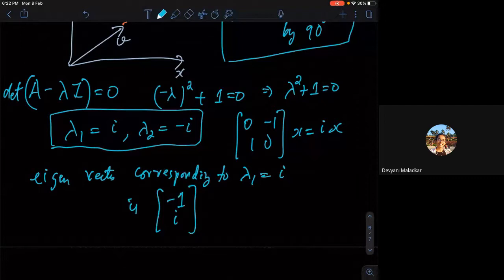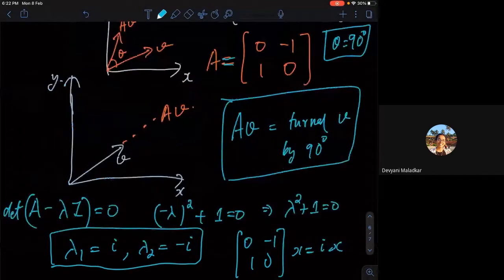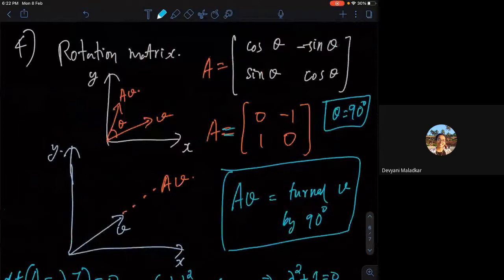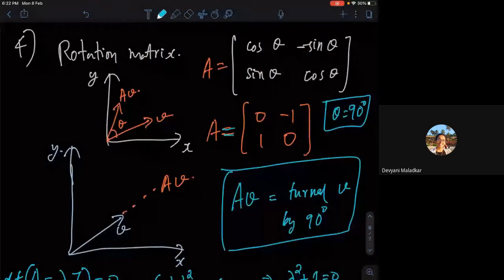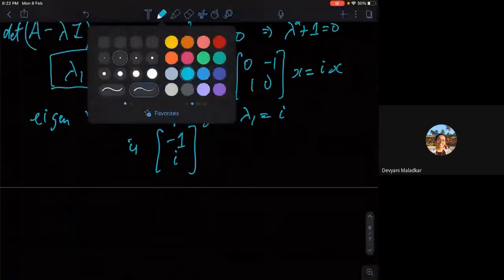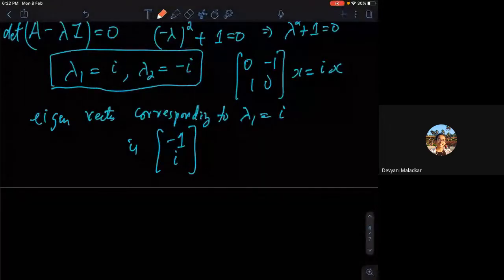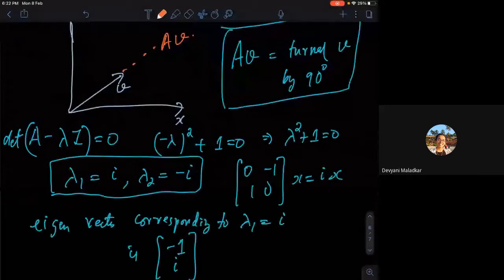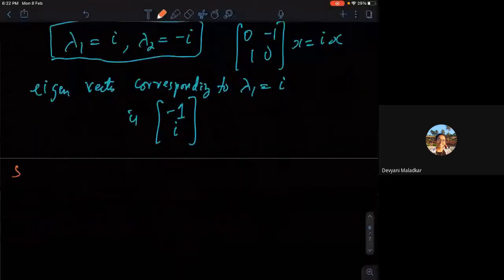This is a crucial factor: the eigenvectors and eigenvalues can be in the complex plane. These are not matrices which we are going to work with soon. We won't be having these kinds of matrices.